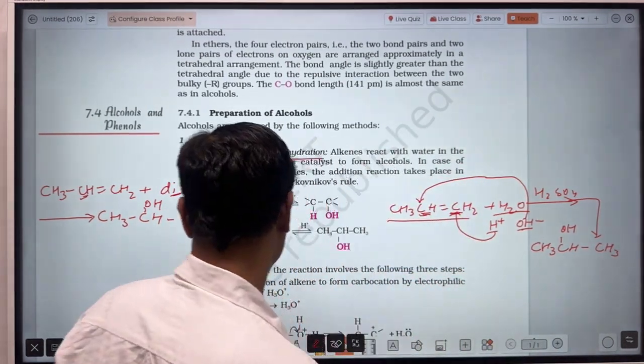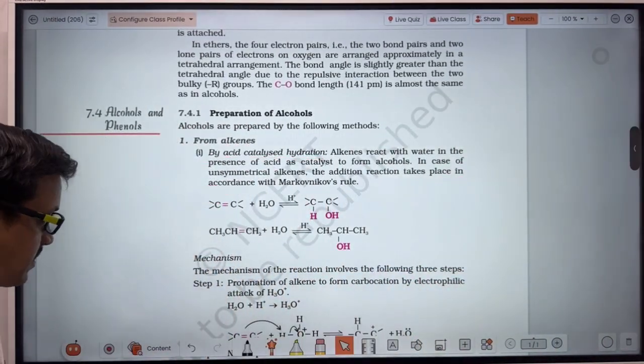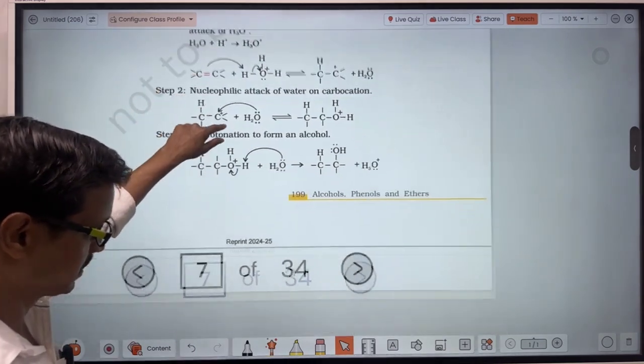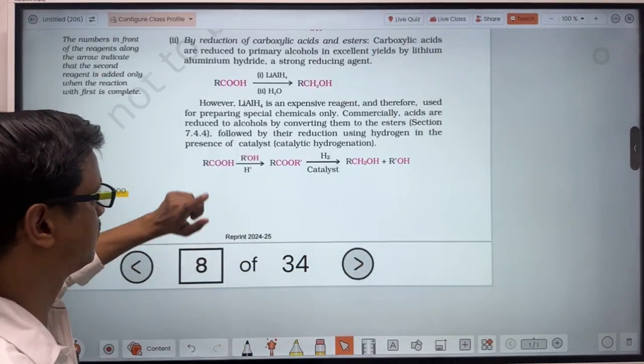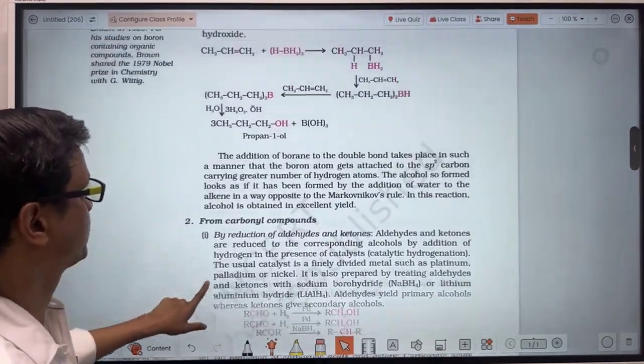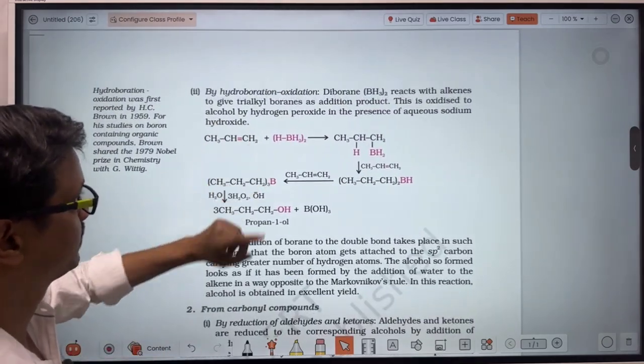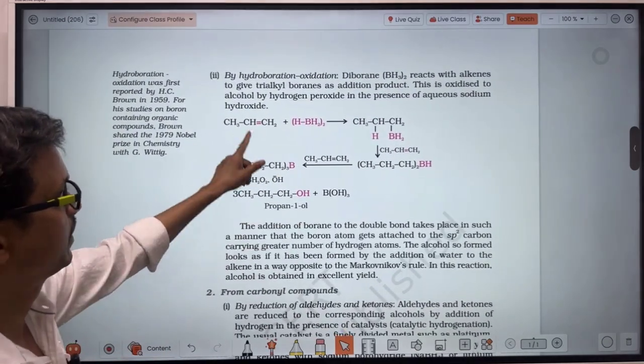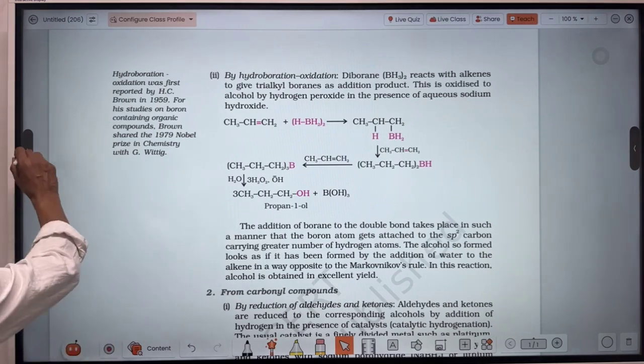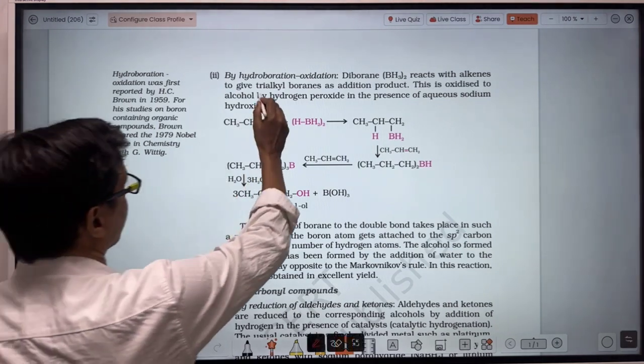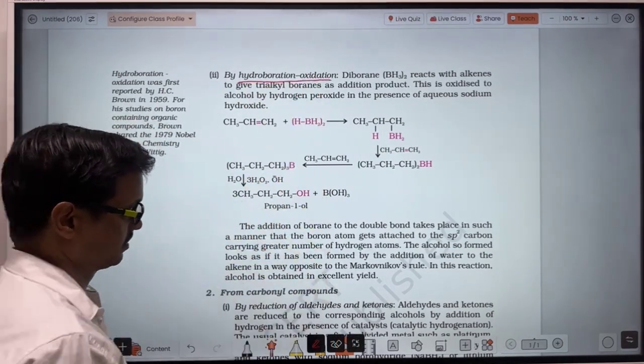Now let's see about the mechanism. I shall discuss it later, because when we discuss it together, you will find it easier to understand. Now the next point is hydroboration oxidation. The next method of preparation is hydroboration oxidation.